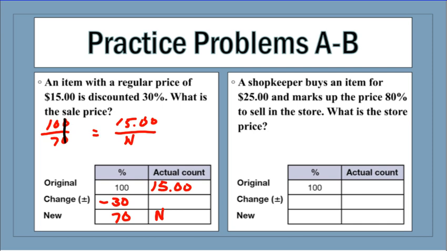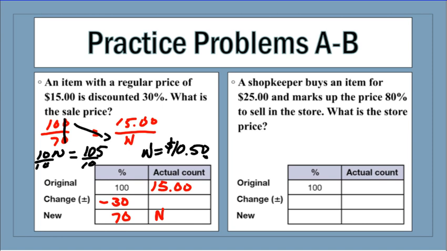So now cross multiply. I have 10n equals 7 times 15. 7 times 15 would be 105. Divide by 10 on both sides. The new price would be $10.50. Make sure you're careful with that one, because if you just do 105 divided by 10, you will get 10.5. Just remember, this is dealing with money, so make sure you put that 0 at the end, making it 50 cents.